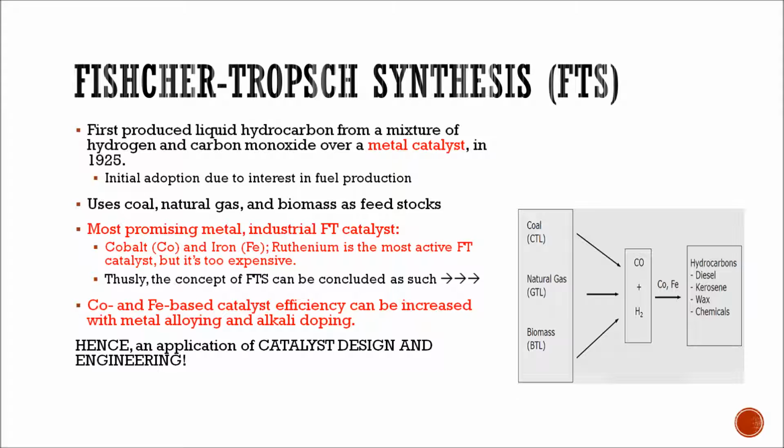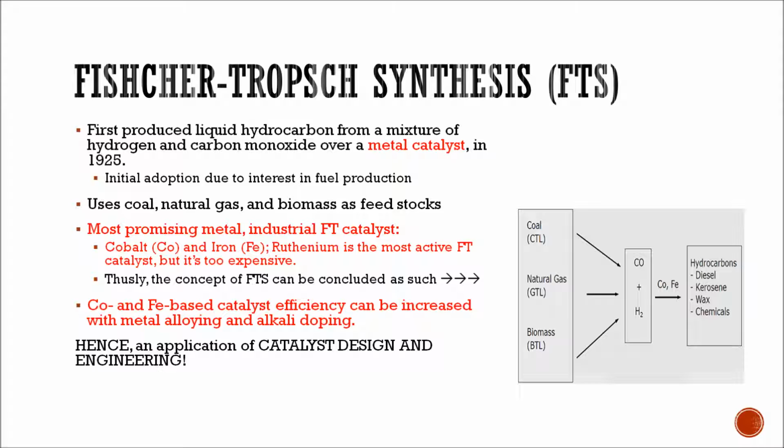So Fischer-Tropsch synthesis was first studied in 1925 when it was discovered that we're able to cross a mixture of hydrogen gas and carbon monoxide gas over a metal catalyst. And in industry today, we see that cobalt and iron catalysts are the most used, but the most active would be ruthenium. However, it's too expensive.